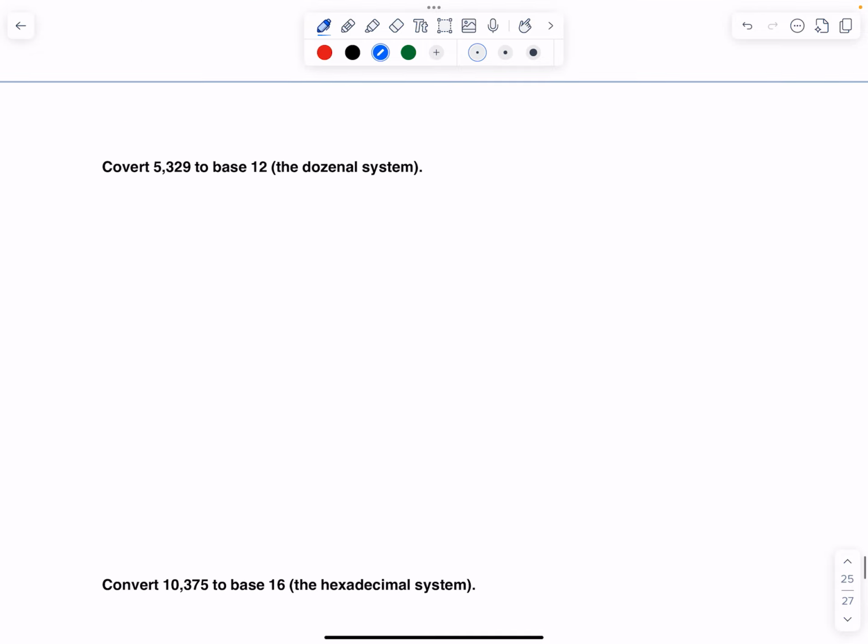Convert 5,329 to base 12. Okay, so step number 1 is I'm going to write out all the bases of base 12. So 12 to the 0 is 1. 12 to the first is 12. 12 to the second is 144. 12 to the third is, I don't know.